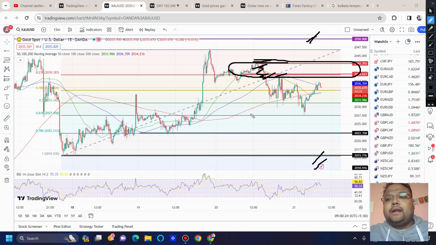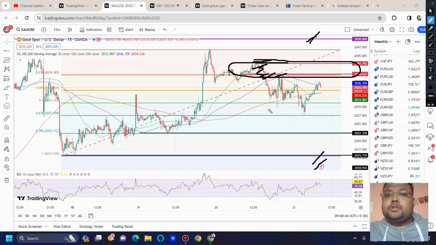You can look for a quick buy around 2022, 2015-16 and 2010 if the market takes support and bounces. On the other hand, if the market goes up during the day with low volatility, we can also look for some selling opportunity around 2040, 2042. If the market reverses, we can hit the sell button.